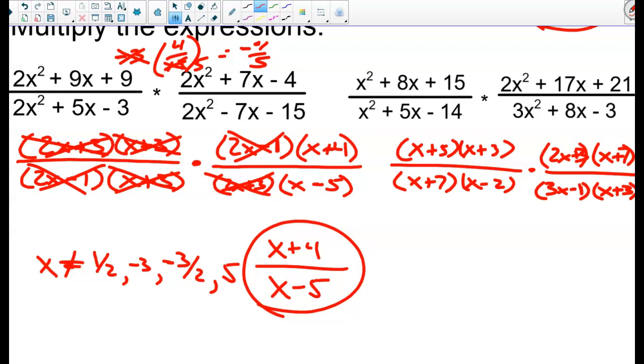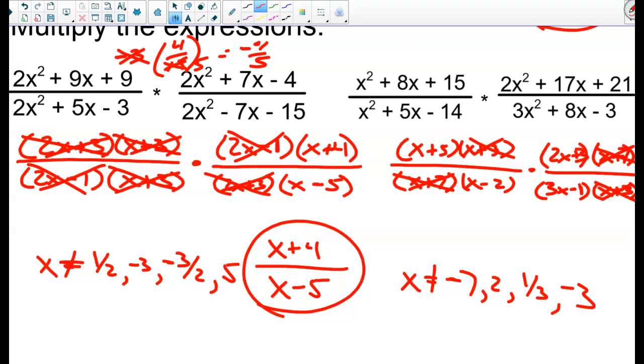Now, there's nothing vertically that cancels. But x plus 7 diagonally cancels. X plus 3 diagonally cancels. Now, before I did those x's of crossing it, I should have done this. X cannot equal negative 7, cannot equal 2, cannot equal 1/3, and it cannot equal negative 3.